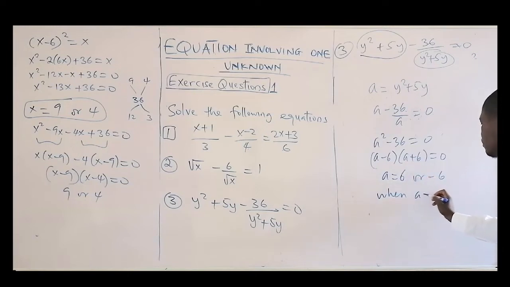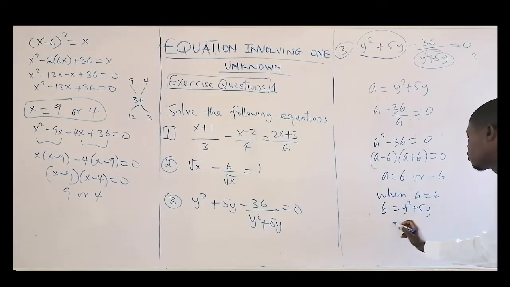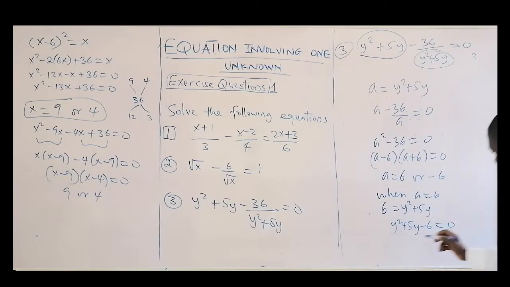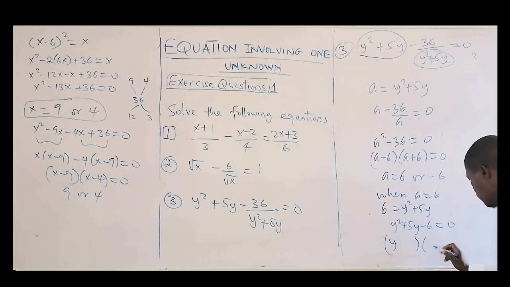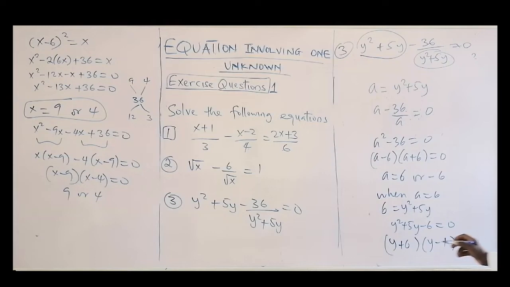So when a is 6, then we have 6 equal to y squared plus 5y, and that will be y squared plus 5y minus 6 equal to 0. So then the factors of 6 are 6 and 1, which will be plus 6 and minus 1. And when you multiply plus 6 and minus 1, you get that back, your minus 6.